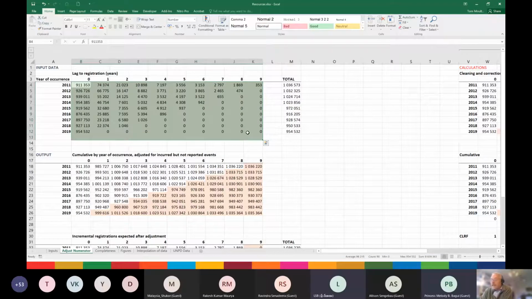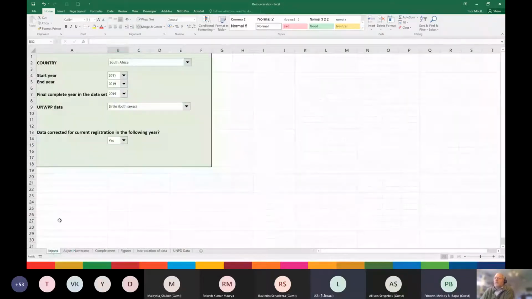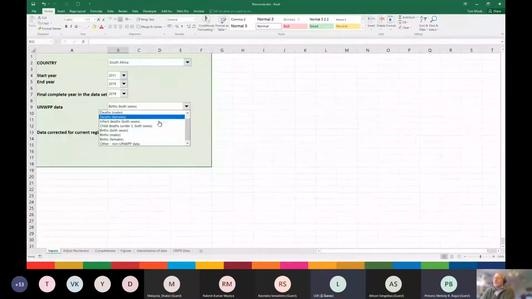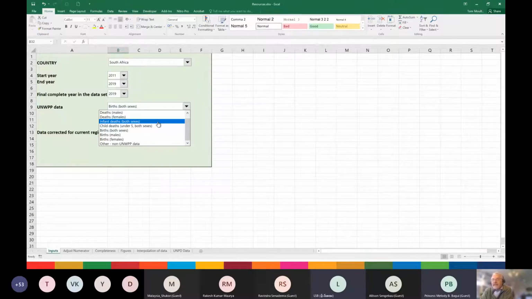But what I did point out, though, is that you're more likely to have simple, straightforward non-reporting or non-registration of deaths, and those might be particularly at younger ages, which is why, if at all possible, you should try at least to estimate the completeness of infant deaths and under 5 deaths as a routine exercise, and compare that with your overall estimates of the completeness of deaths, say for both sexes.